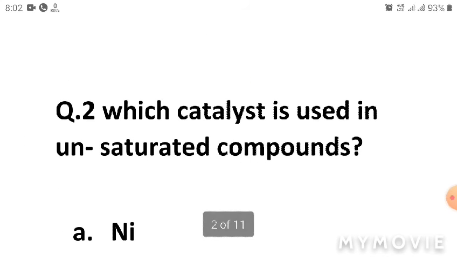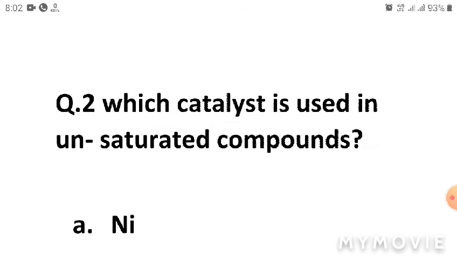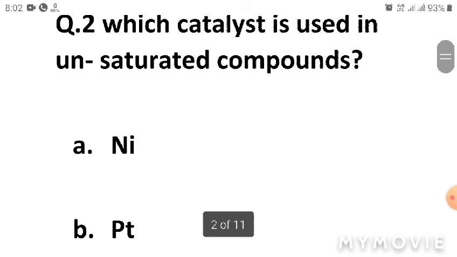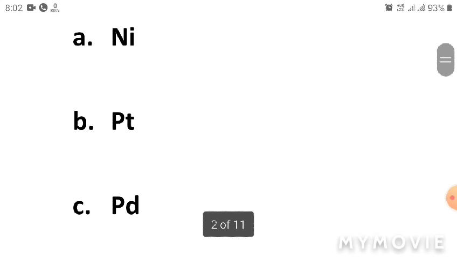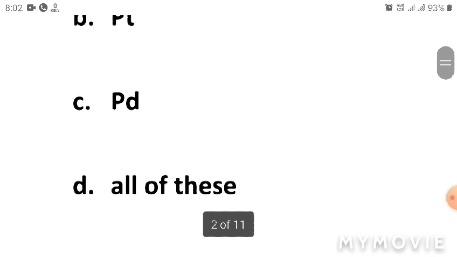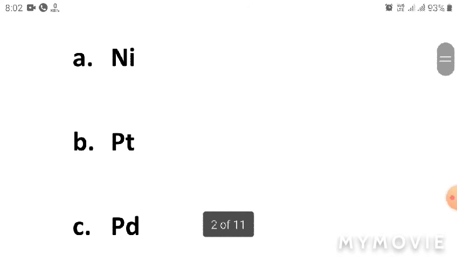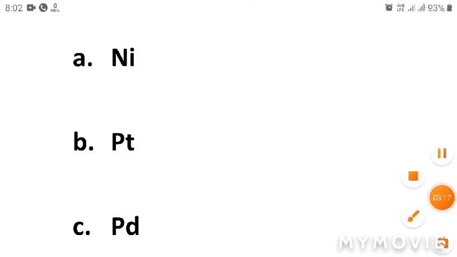Question number 2. Which catalyst is used in unsaturated compounds? Here options have been given: A. Nickel, B. Platinum, C. Palladium, and D. All of these. Just before, we discussed the catalysts used in the conversion of ethene to ethane or ethyne to ethane.